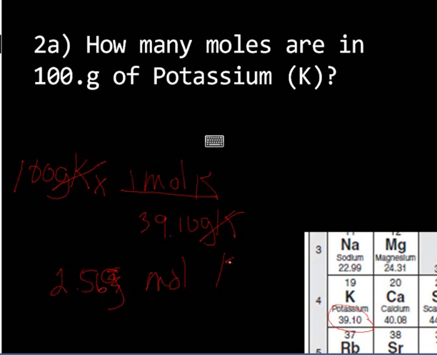moles of potassium. So remember, our sig figs are going to be consistent with our given. And because there were 3 sig figs in 100., I'm going to have 3 sig figs in my answer.